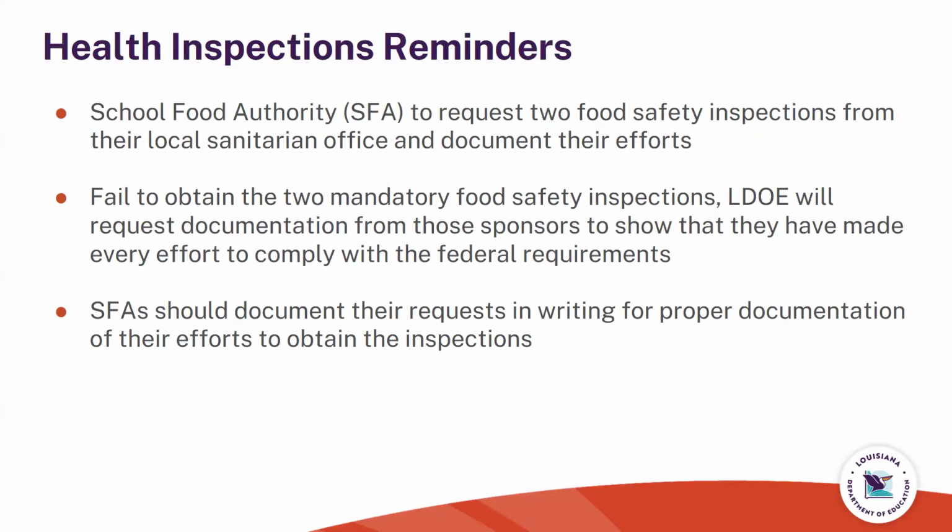So we've gone over this a few times before, but I just want to remind everyone, being that we are in April, it is the responsibility of the school food authority to request 2 food safety inspections from their local sanitarian office and document their efforts. For those agencies that fail to obtain the 2 mandatory food safety inspections, LDOE will request documentation from those sponsors to show that they have made every effort to comply with the federal requirements. SFAs should document their request in writing for proper documentation of their efforts to obtain those inspections.